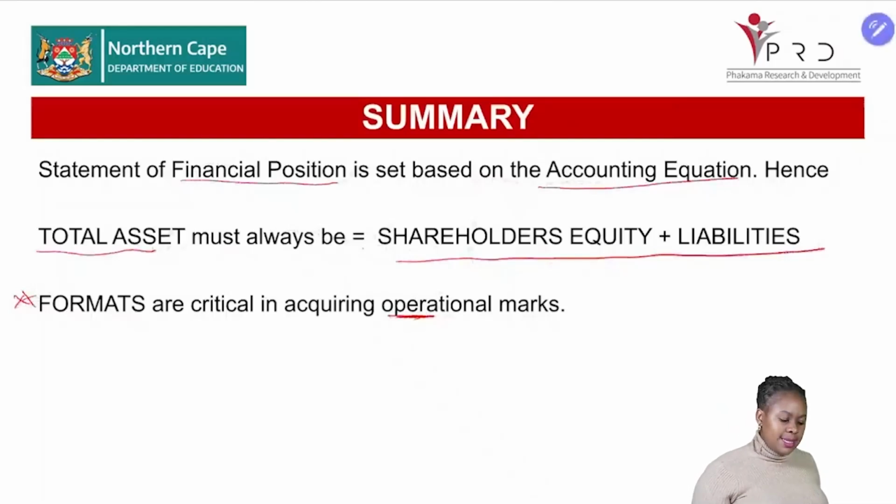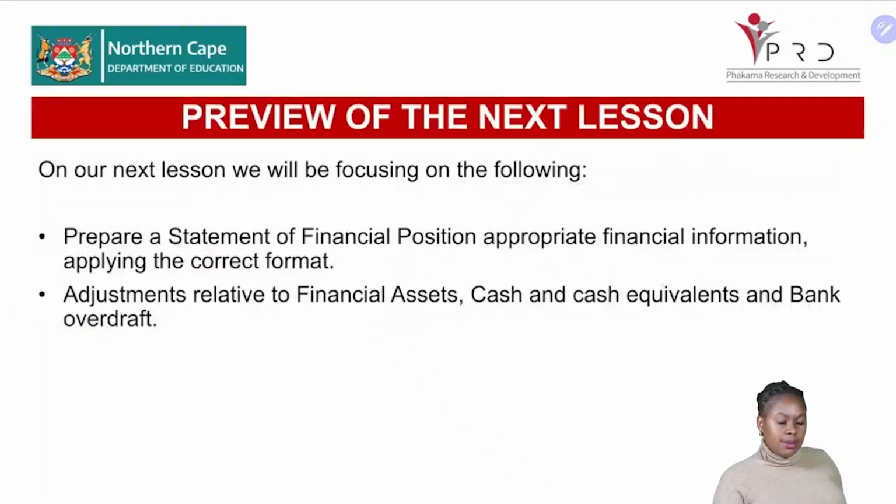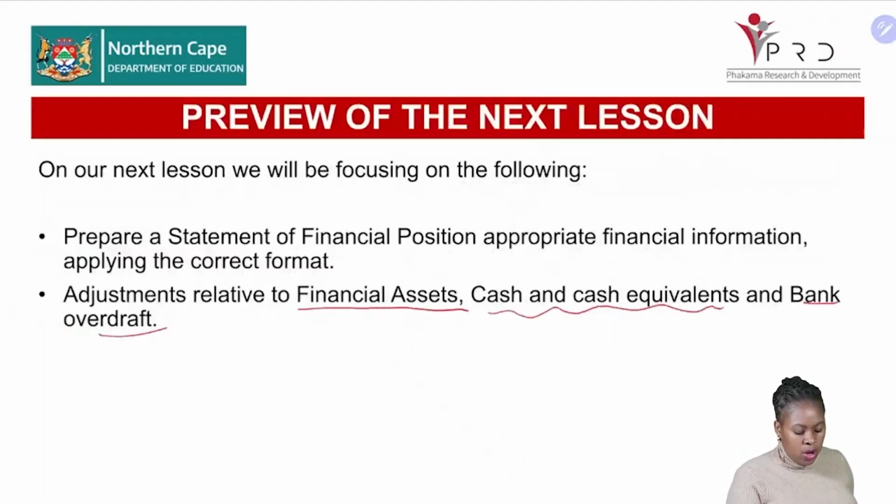Now, in the next lesson, we will be looking at the following aspects. We will be looking still on the statement of financial position. However, we'll be looking at the transactions between the financial assets, cash and cash equivalents, and the bank overdraft so that you'll be able to apply it accordingly so that you can get the maximum amount of marks. We'll be also looking at other aspects like the integration of financial indicators into your statement of financial position.